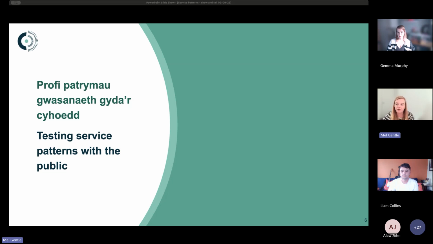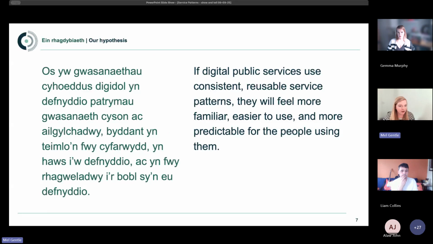And I guess it's that kind of inconsistency between services that makes them harder to use than they need to be. So we asked, what would happen if we could make services feel more predictable, more familiar, more consistent? And I guess that's the idea behind service patterns. If digital public services use the same tried and tested building blocks, they'll feel more familiar, easier to use, and more predictable for the people using them.